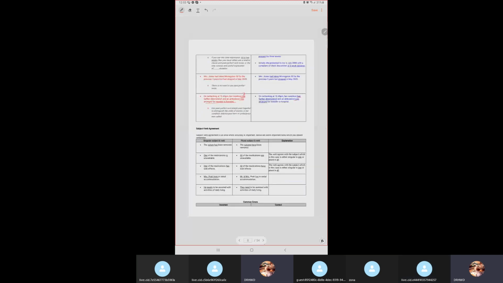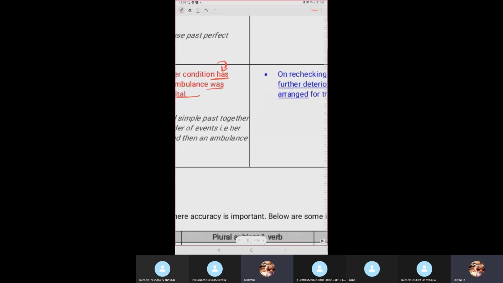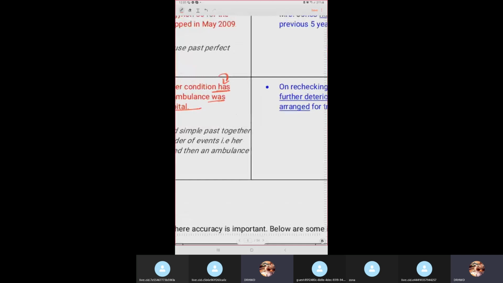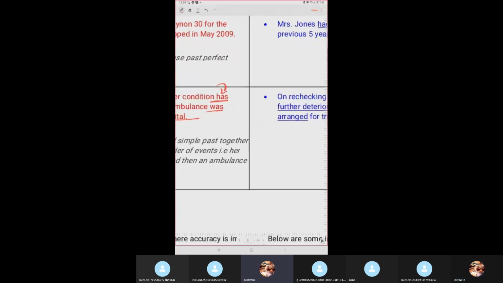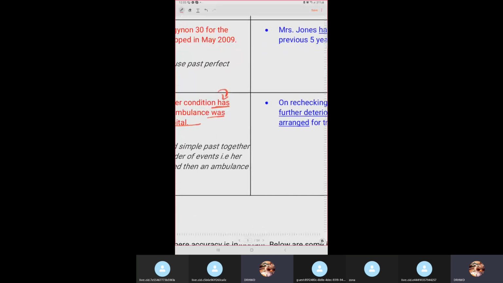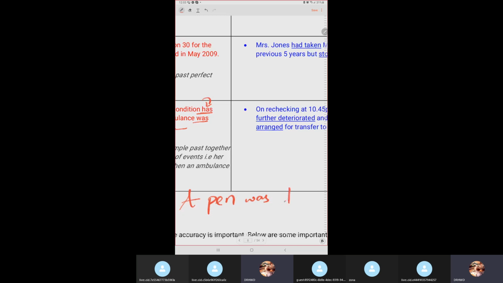Now what we're going to do is make subject and verb agreement with it. Now what is the difference between subject and verb? Can anybody tell me what's the subject and what's the verb? I'm saying a pen was there. Which is a subject, which is a verb? I'm saying a pen were there. Is this a correct sentence, Dr. Zona?